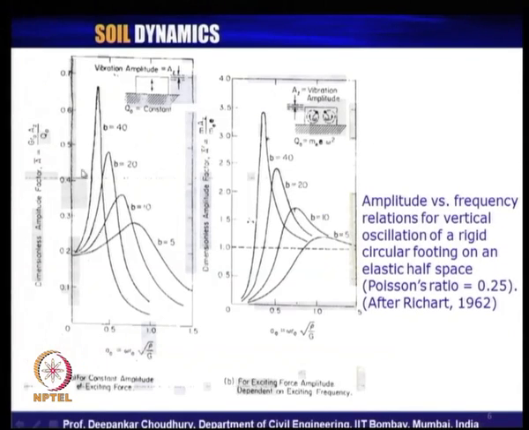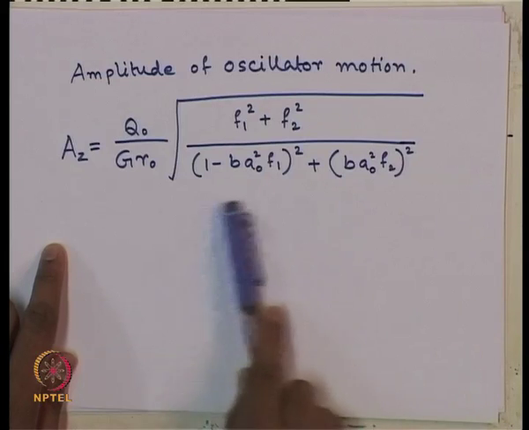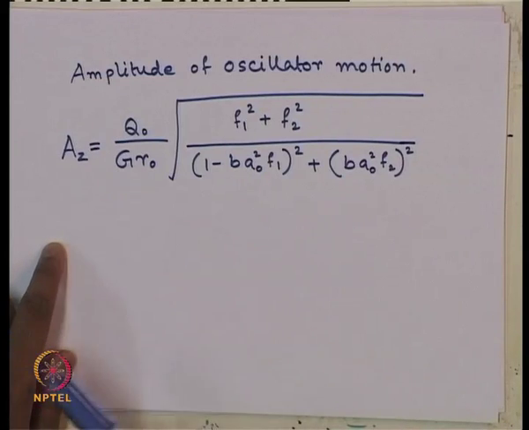Either you can use this chart directly, or from this design chart you get F1 and F2 values for a calculated value of A naught and for a known value of Poisson's ratio, then put those values in this equation. That also will give you the value of Az.